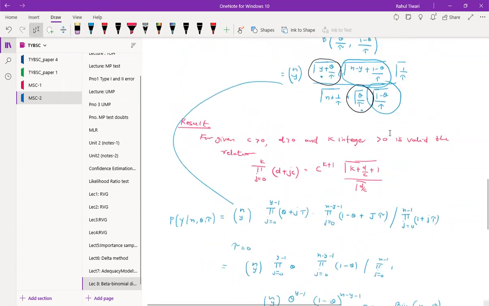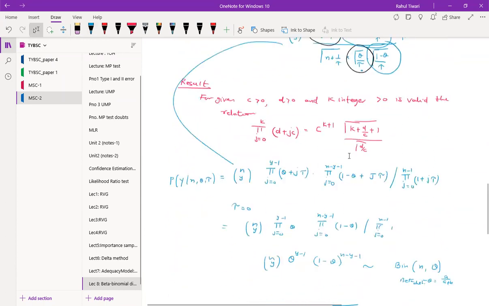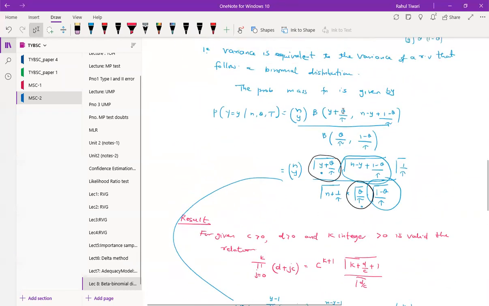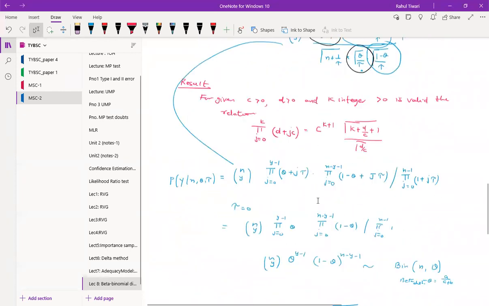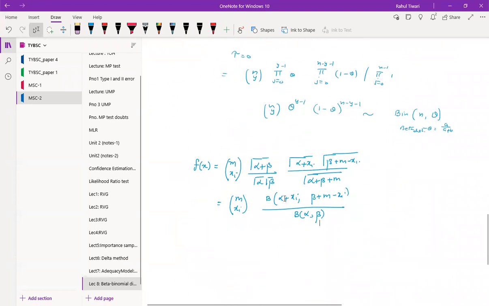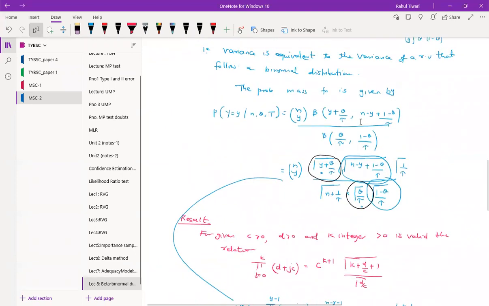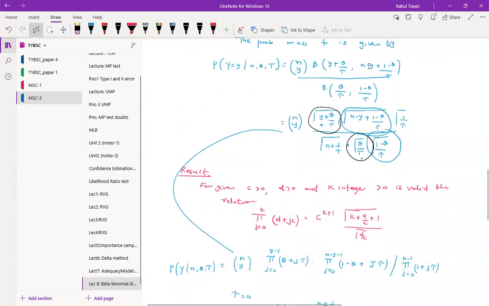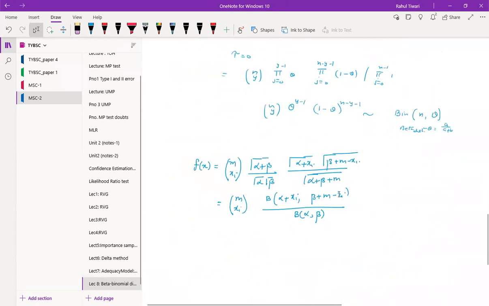So if you just observe this particular term, it's the same as this term. Okay, it's alpha plus xi. So here I have written y plus alpha. So it is actually y replaced by x, and theta upon tau is replaced by alpha. Similarly, here also we have n minus y minus this parameter, so we have written here m plus beta minus y.